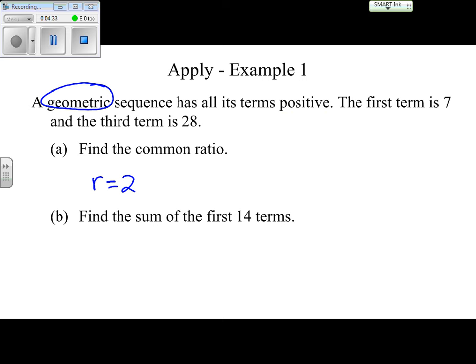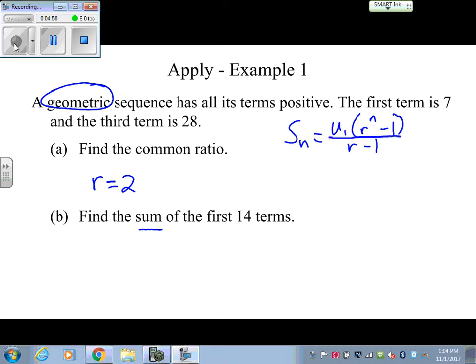All right, for the next step, it says find the sum. Well, as soon as we see sum, we know that we are dealing with our S sub n formula. And we want to find the sum of the first 14 terms. So I'm going to write down my S sub n formula. I have S sub n is equal to u sub 1, parentheses, r to the n minus 1, all over r minus 1. So now we're going to start filling in some things that we know.